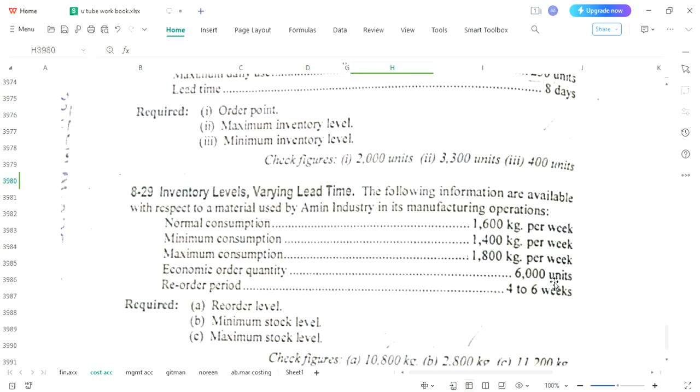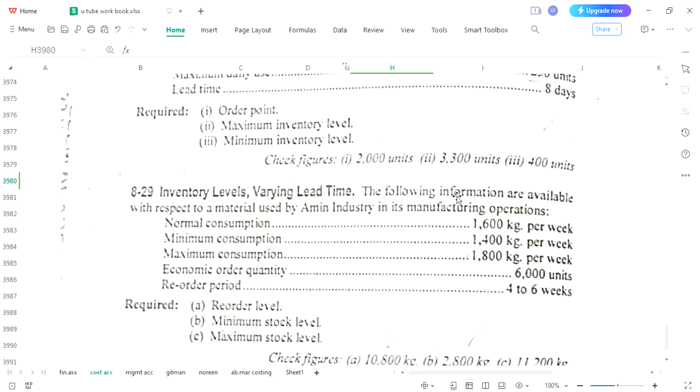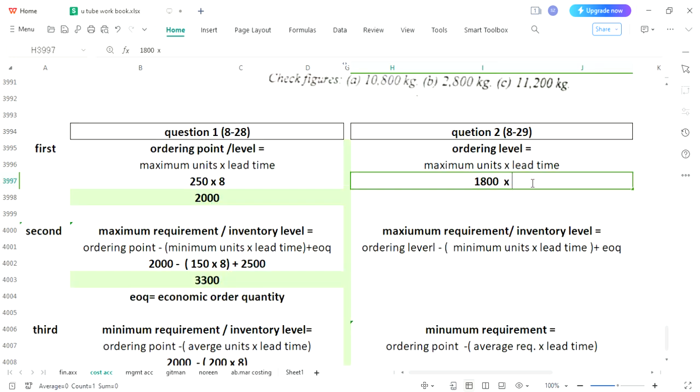So now we have two timings, 4 and 6. And in earlier question, I have informed you if it is maximum requirement, use maximum time. If it is minimum requirement, use minimum time. If it is average requirement, use average time. Right now we are solving ordering point, and for that we need to have lead time. For this lead time, we are associated with maximum number of units. We'll go back to the question and we'll see there are two timings, 4 and 6, and we are associated with maximum consumption. So we will use our maximum time, which is 6. So here you will put 6.